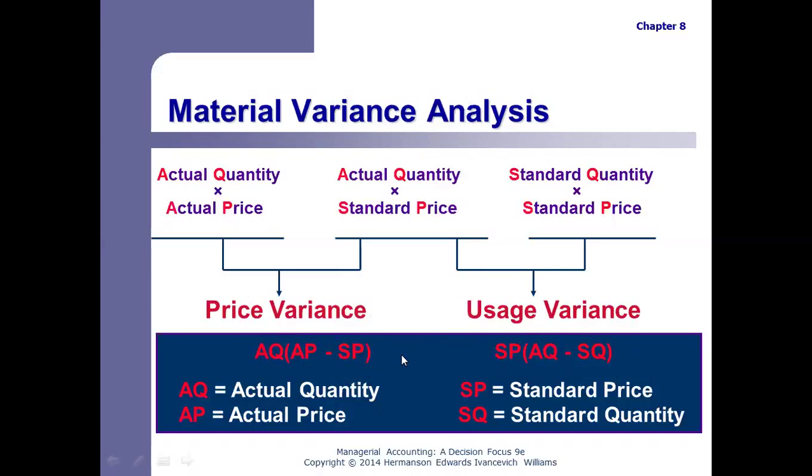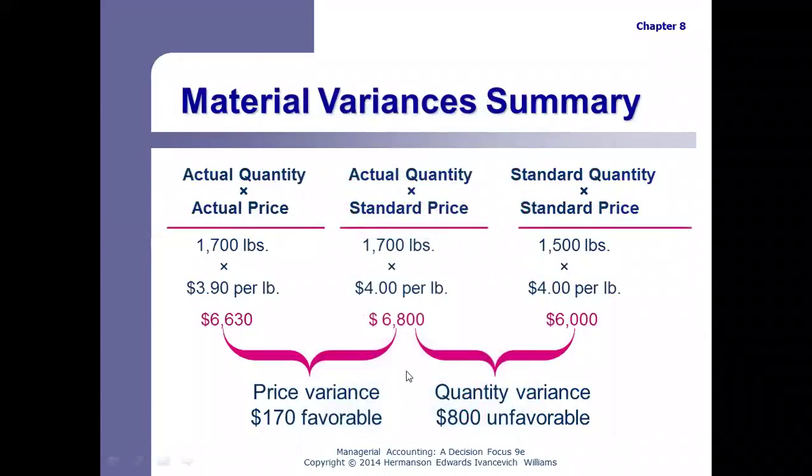You're not given a formula, but if you add the two variances together, you'll get the total materials variance. So the total material variance is the combination of the price variance plus the usage variance. And don't forget, if they have opposite signs, one's favorable and the other's unfavorable, you're subtracting one from the other. It's basic math. So those are materials variances.